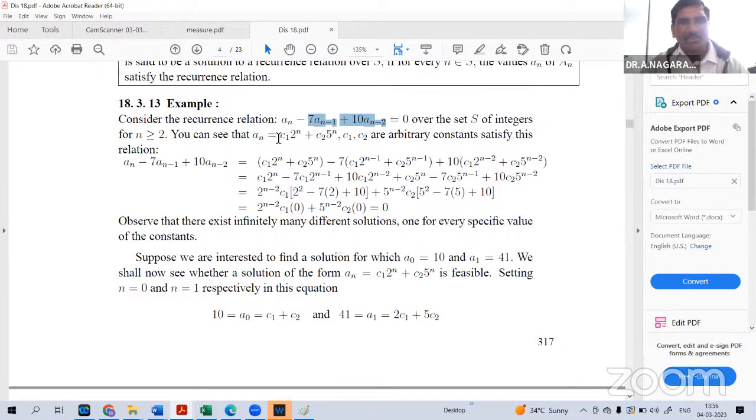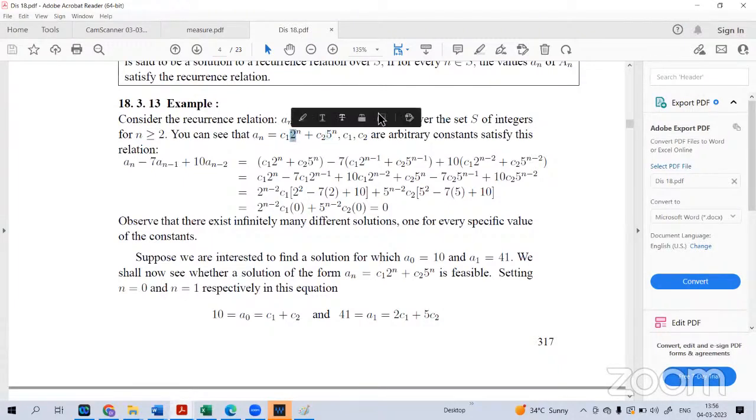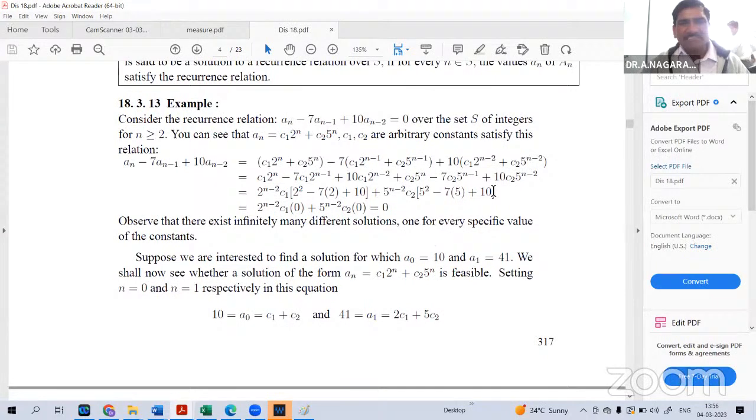The degree is 2, which means 2 constants are needed. We want to find 2 and 5, which are the roots of the above quadratic equation. For example, all of you note it down on your paper: a n equal to x square, so x square minus 7x plus 10 equal to 0.